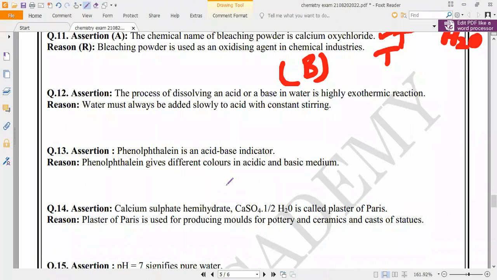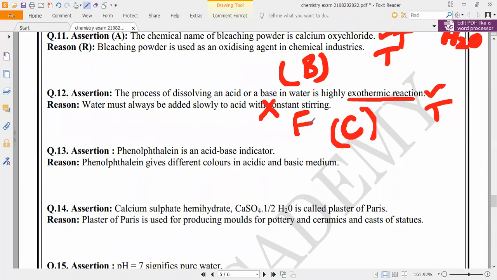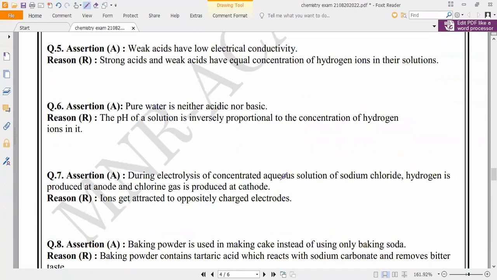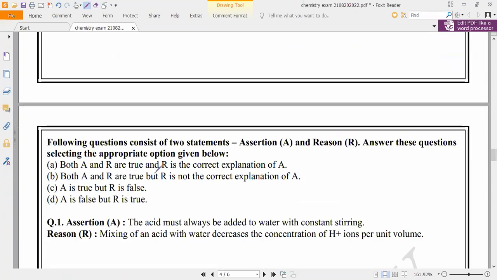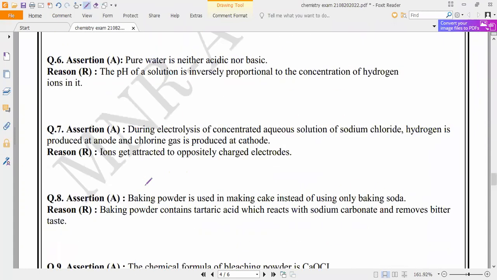Next. Water must always be added slowly to acid with constant stirring. Is it? False, sir. Acid must be added to water. So this is an exothermic reaction. This is true, so the assertion is true and the reason is false. Which option? Option C. This question also option C only is correct.